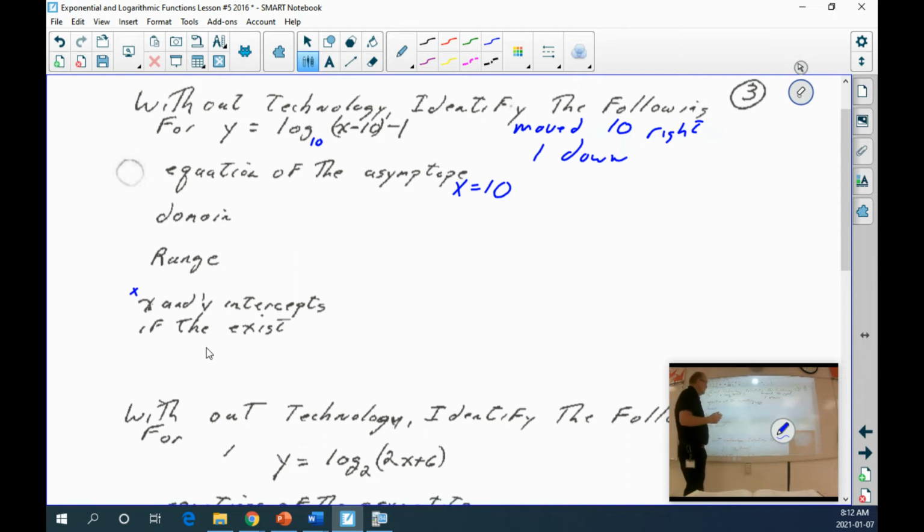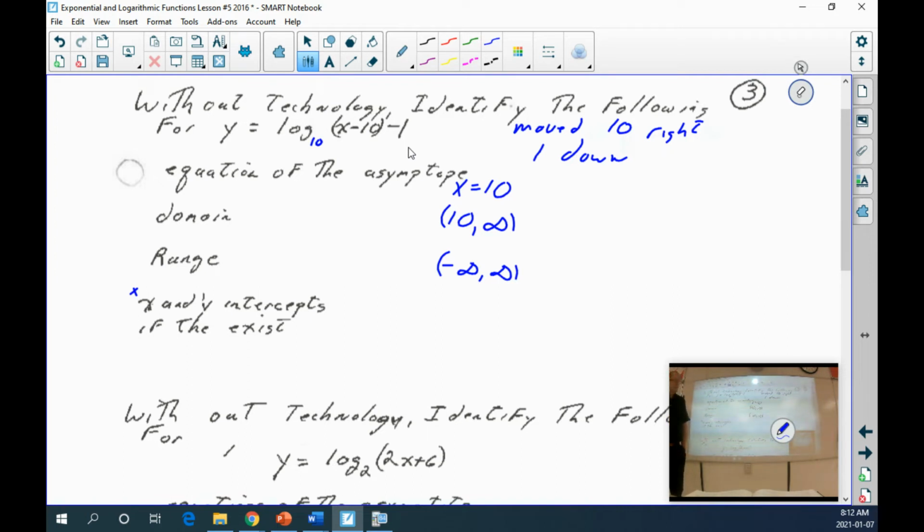That affects my domain. My domain will now become 10 to infinity, exclusive. Now, I know that because we did not do any type of reflection. We could also reflect this in the other direction, but we didn't in this case. The range will not be affected. The range of a logarithmic function is all real numbers, so moving it up or down 1 will not affect the range of that function.